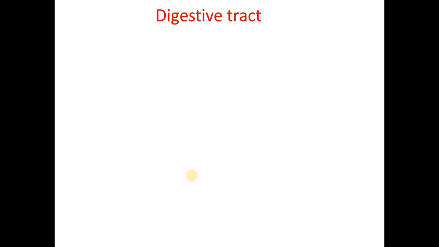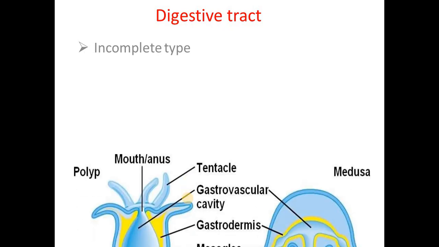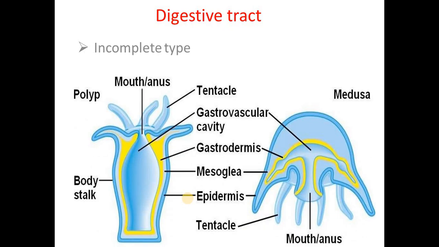If we talk about the digestive tract in coelenterates, we can say it is of incomplete type. Incomplete type means there is a single opening which acts as both mouth and anus. This is the gastrovascular cavity, and this is the single opening which functions both as mouth and anus.